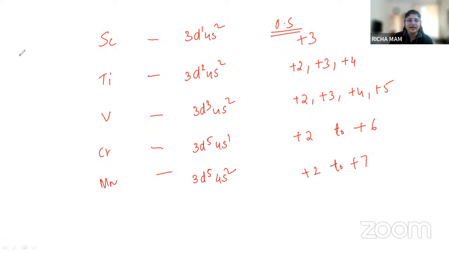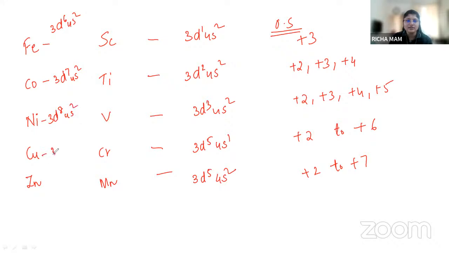Let us write the next: iron, cobalt, nickel, copper, and zinc. The electronic configuration is what? 3d6 4s2, then 3d7 4s2, then 3d8 4s2, then 3d10 4s1, and this is 3d10 4s2.